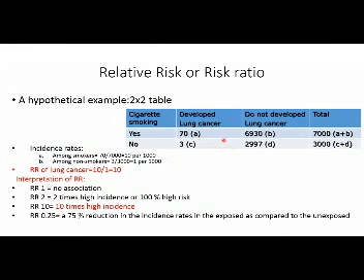This is a hypothetical example for calculating the relative risk. As the formula told us, we look at incidence rates among the exposed, that is among the smokers, and non-smokers, these are non-exposed people. In this case we are dealing with the exposed and non-exposed people. Yes means exposed, no means non-exposed.